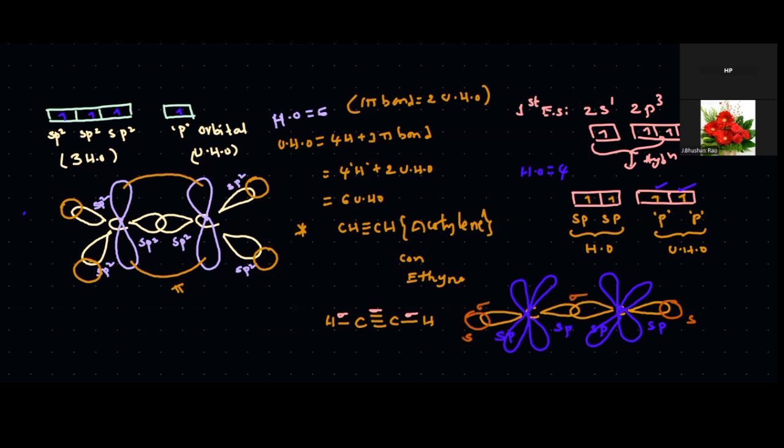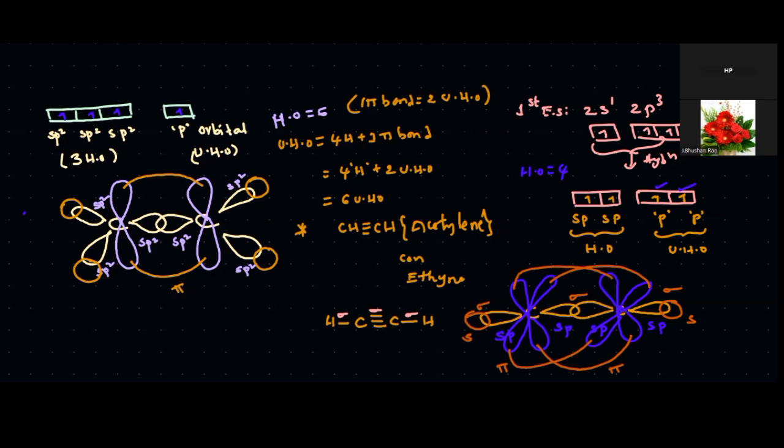Then if you observe in this case, this orbital and this orbital both partially overlapping with each other. This orbital and this orbital both partially overlapping with each other. Again, these two. The total number of pi bonds in this 1, here 2. Okay, total number of pi bonds 2.